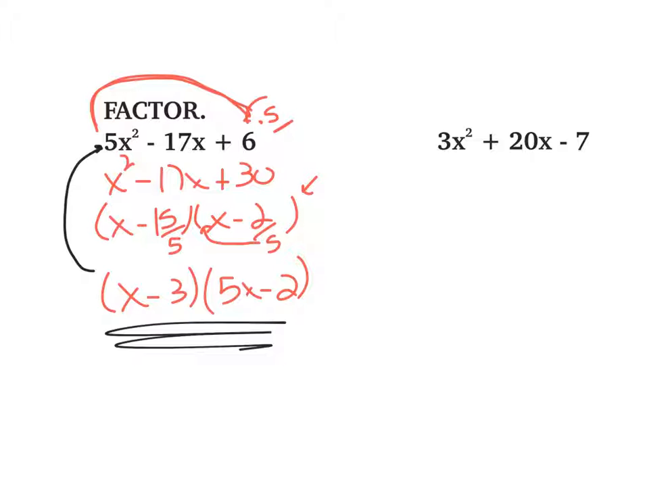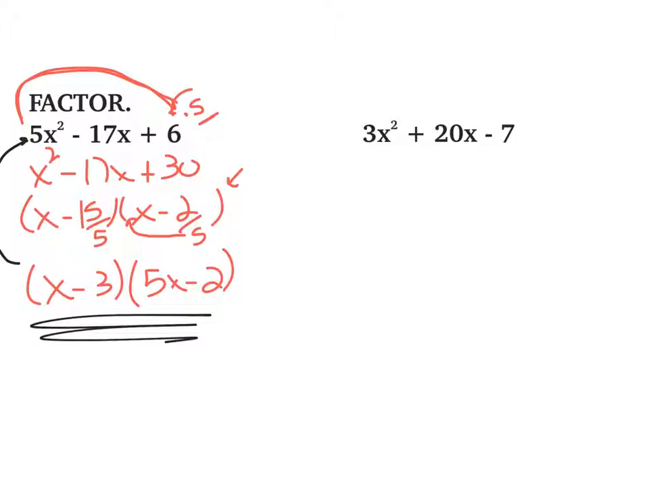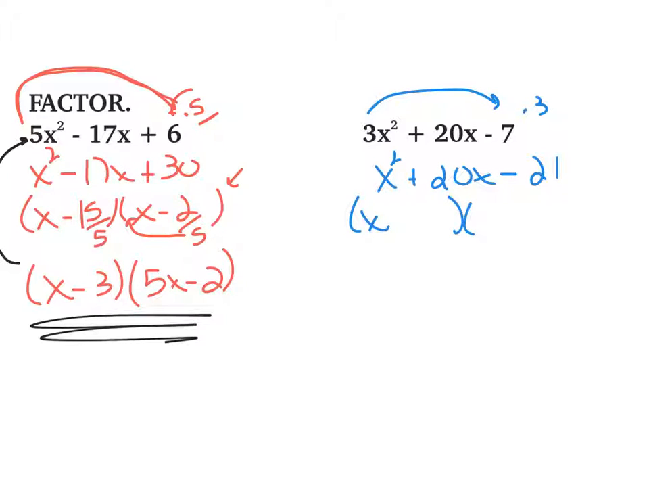3x squared plus 20x minus 7. So I'm going to do the same thing. I'm going to slide the 3 over here. So it gives me a 1x squared, a 20x, and a minus 21. So what I need now is factors of 21 that would give me a positive 20. Which would be positive 21 and a minus 1.